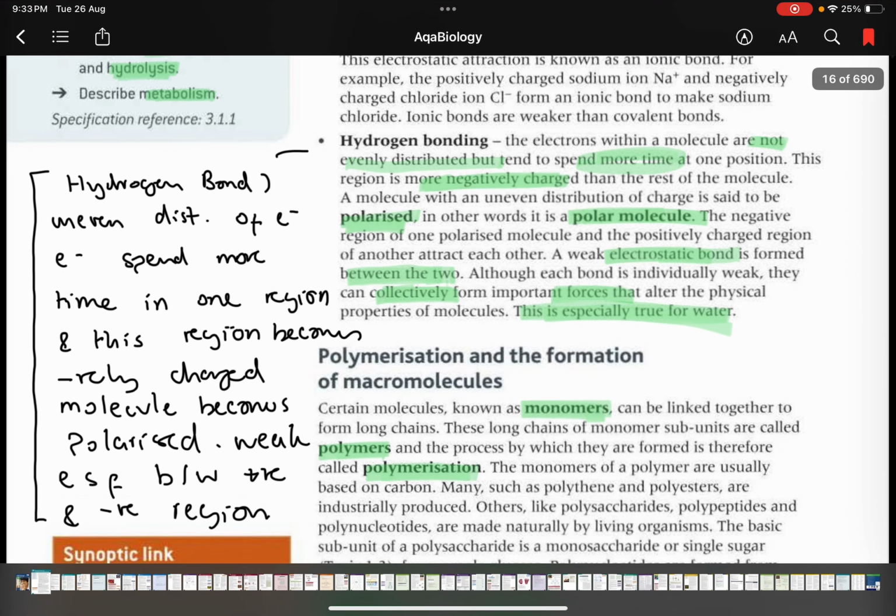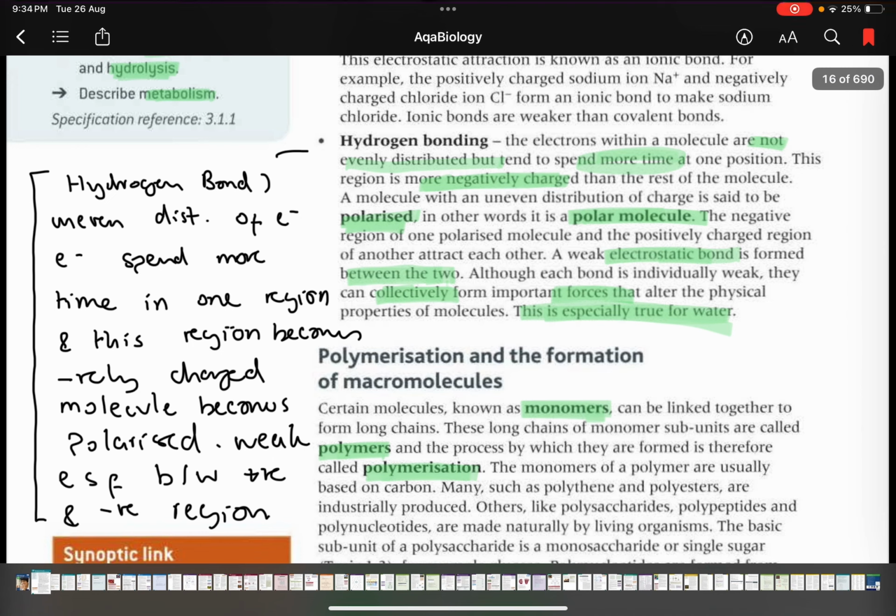Now, hydrogen bonding is quite interesting, and it's something that's a little bit new, so I'm going to go over it in a bit more depth. The electrons within a molecule are not evenly distributed, but tend to spend more time at one position. This region is more negatively charged than the rest of the molecule because the electrons are spending more time there, and we know that electrons are negative. A molecule with an uneven distribution of charge is said to be polarized, or in other words, is a polar molecule. The negative region of one polarized molecule and the positive region of another attract each other.